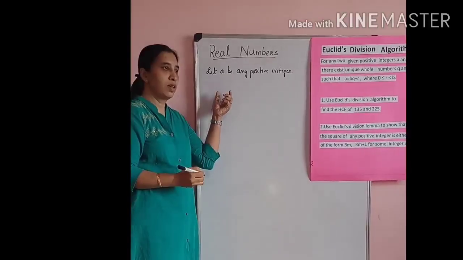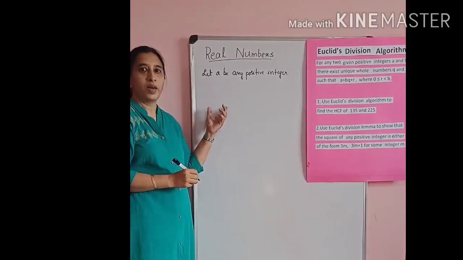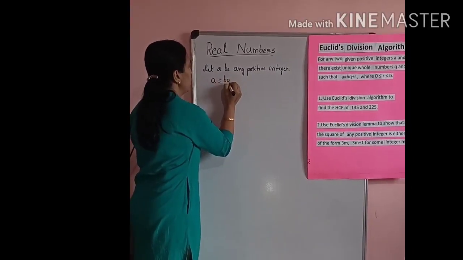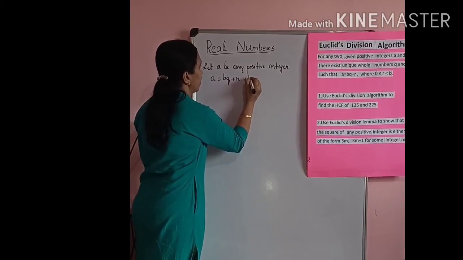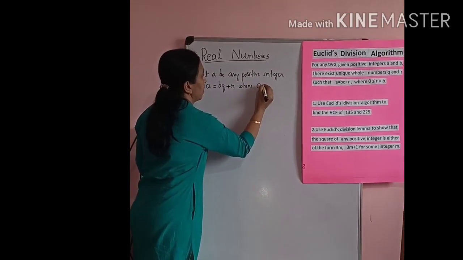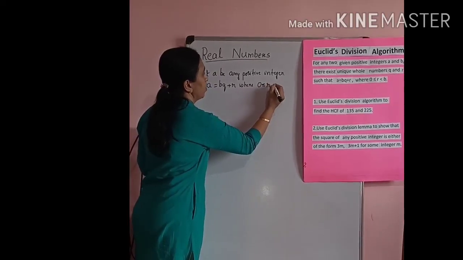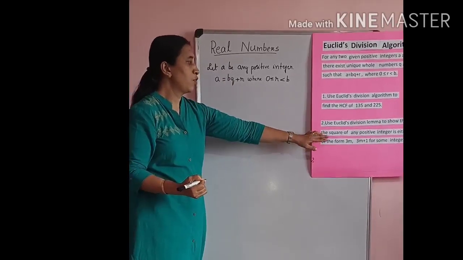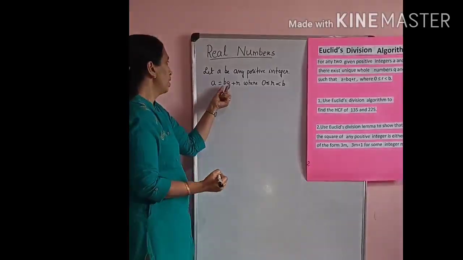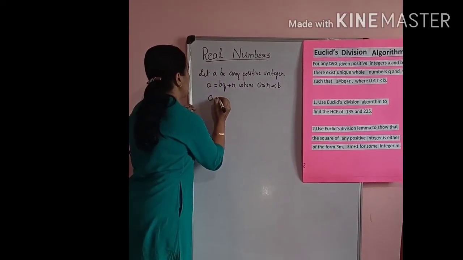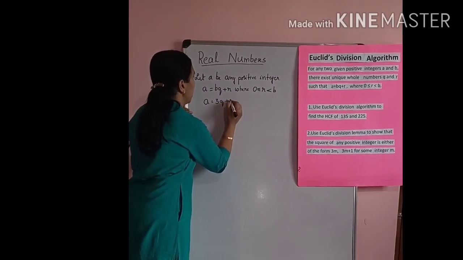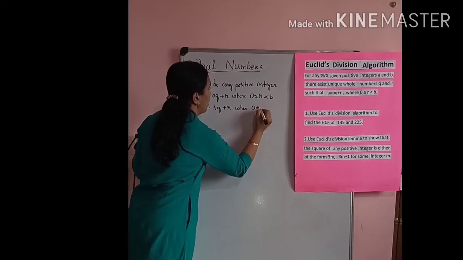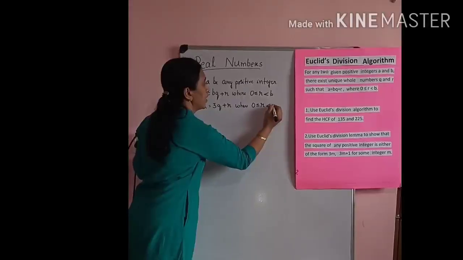Now when we divide a by 3, we get q as quotient and r as remainder. By using Euclid's division algorithm, we have a is equal to bq plus r, where r is greater than or equal to 0 and less than b. Now since we have to prove that it is in the form 3m or 3m plus 1, we will take divisor as 3, so a is equal to 3q plus r.